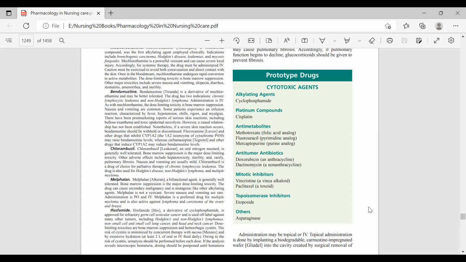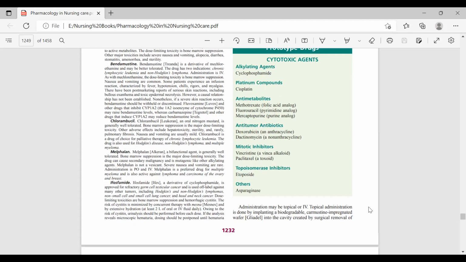Melphalan is another bifunctional agent which is well tolerated. Bone marrow suppression is the major dose limiting toxicity, and it can cause secondary malignancy and is mutagenic like other alkylating agents. Melphalan is not a vesicant. It can cause severe nausea and vomiting. Administration is per oral and IV both, and the drug is preferred for multiple myeloma and is also active against lymphoma and carcinoma of the ovary and breast.